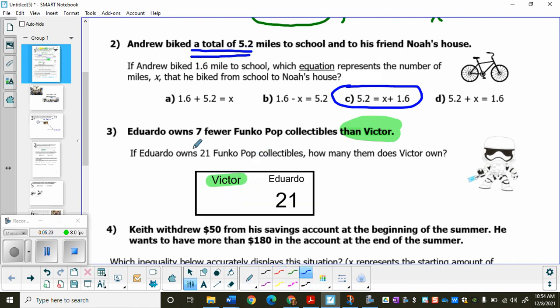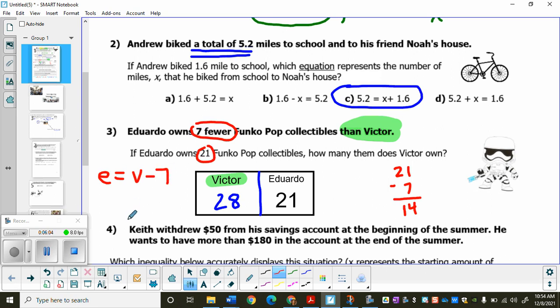Now we're told that Eduardo owns 21. So Eduardo owns 21, and that is 7 fewer than what this person has over here. So if I want to know how many this person has, it's going to be 28. The concern that I have is a lot of you might see the 21 and the words 7 fewer, and you might be really tempted to come over here and do 21 minus 7 and tell me that the answer is going to be 14. Now that's incorrect, because we know that Eduardo is 7 fewer than Victor. So take Victor and minus 7, and you should have what Eduardo has.